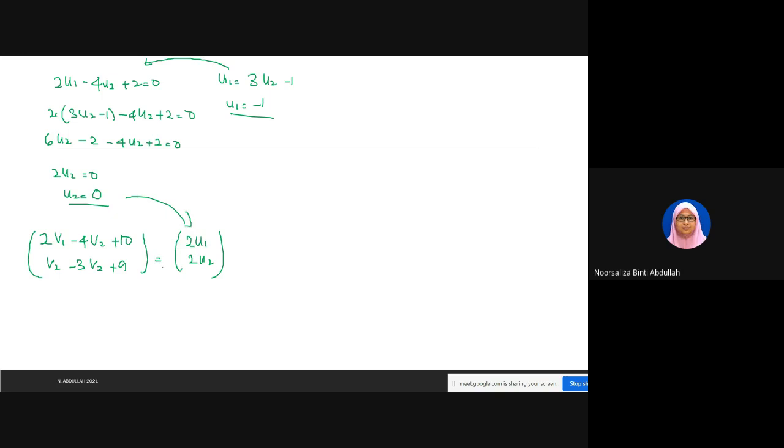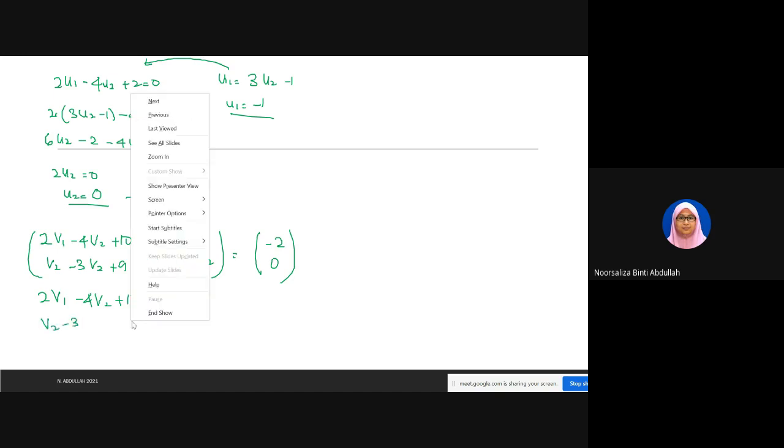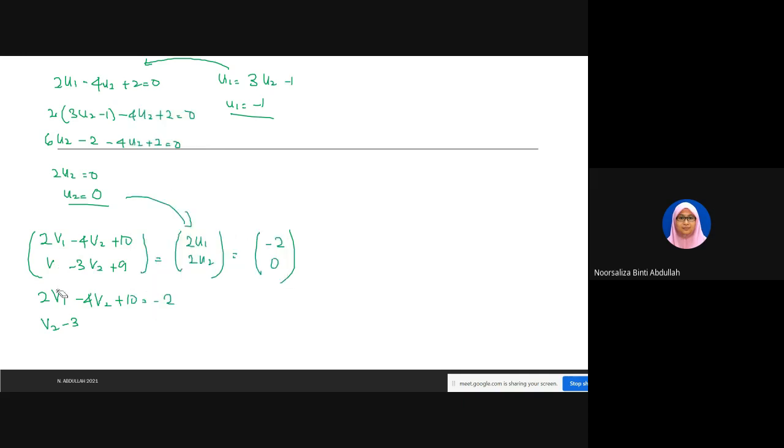Then you have u1 is minus 1 times 2, then you have minus 2, and this one is 0. So we have 2v1 minus 4v2 plus 10 equals to minus 2. And the second one is v1 minus 3v2 plus 9 equals to 0. Then v1 equals to 3v2 minus 9. You substitute this one into these equations.